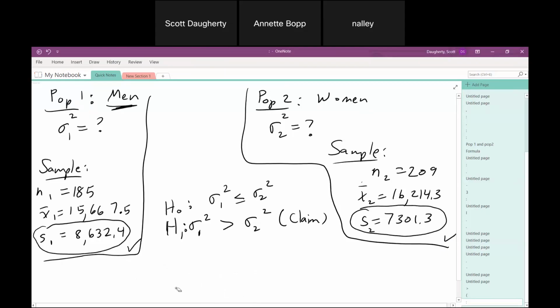Okay, and then you set up the hypothesis test, and it looks like this. And remember, we usually just think of this as being equal to. Okay, and now we're going to run the test. Now let's do the traditional method first.